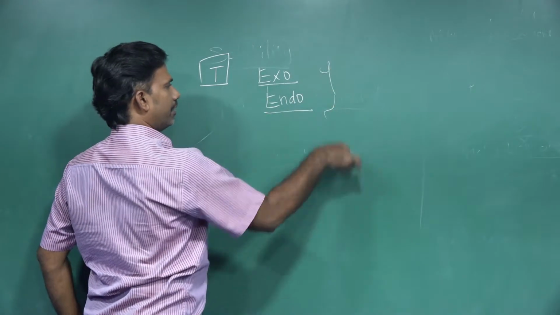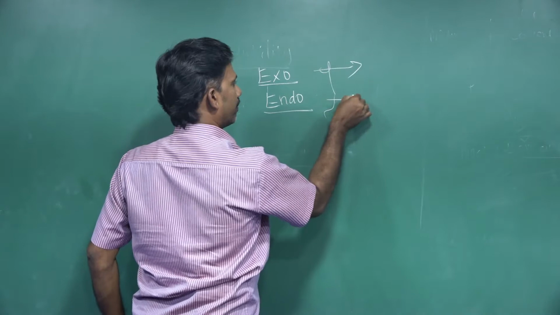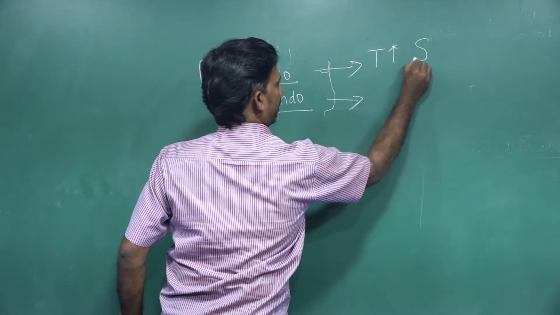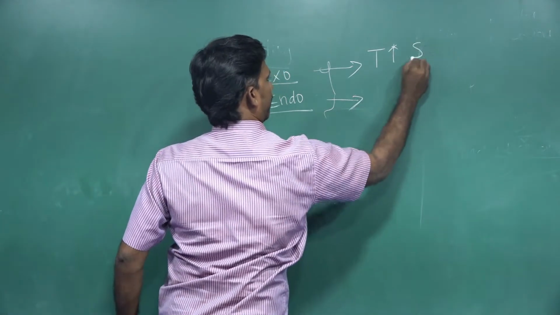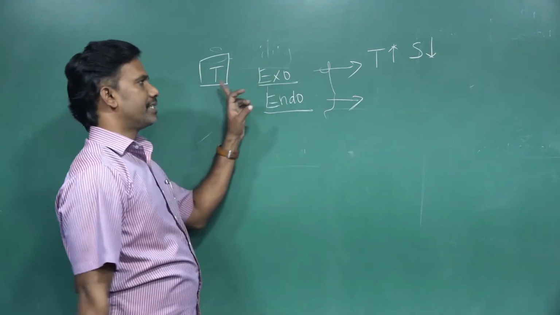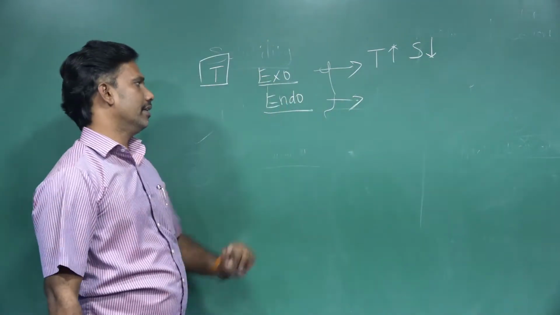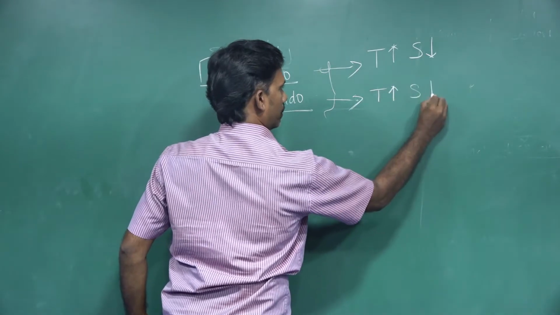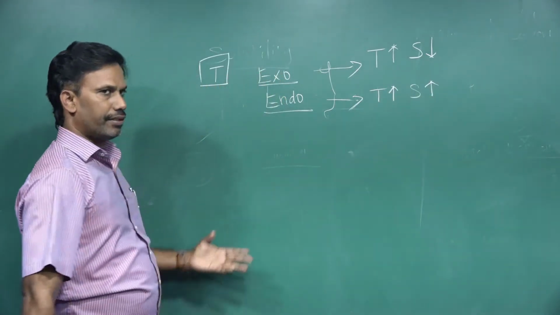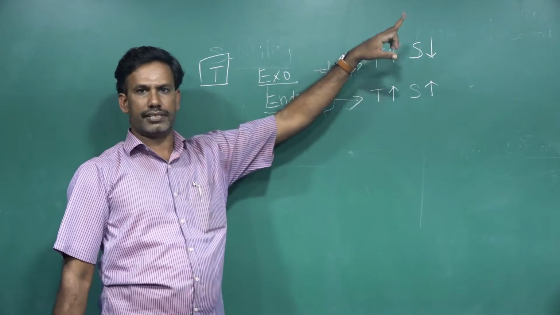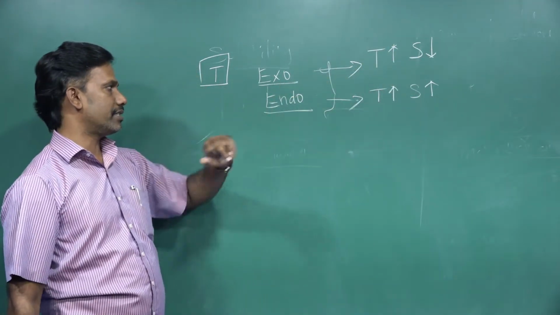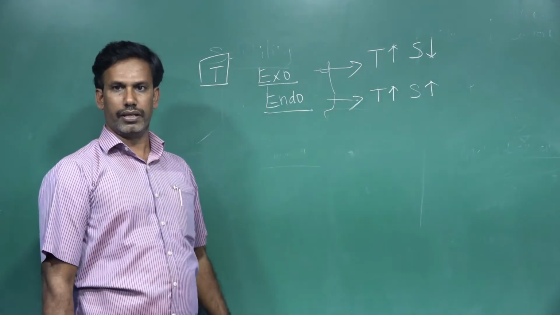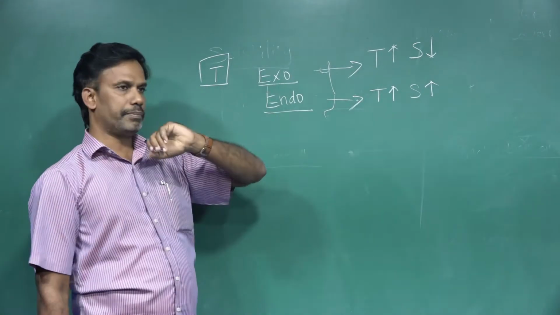Generally, for an exothermic process, when the temperature increases, solubility decreases. For an endothermic process, when the temperature increases, solubility also increases. The general concept is: temperature increases, solubility decreases for an exothermic process. For an endothermic process, temperature increases, solubility also increases.